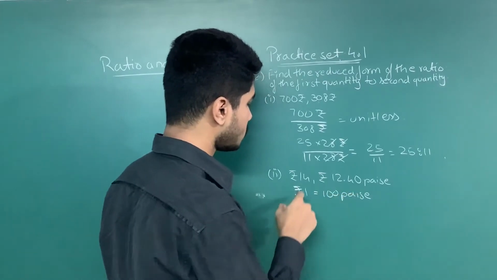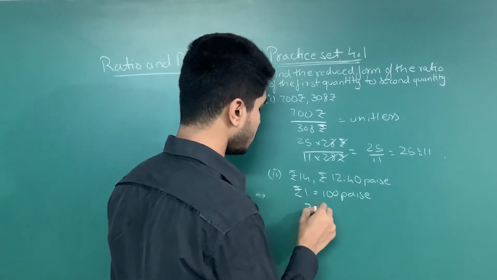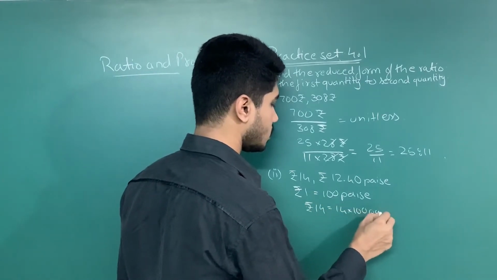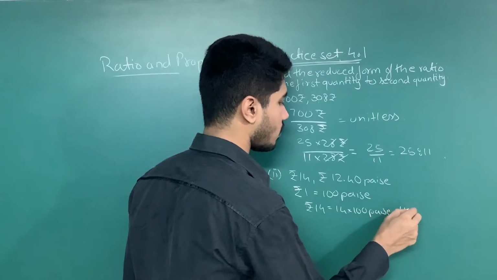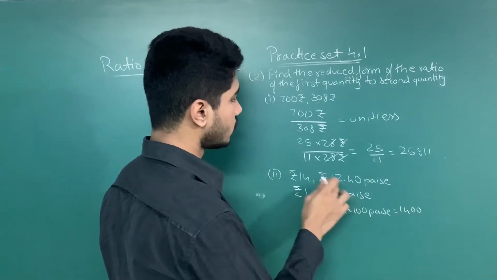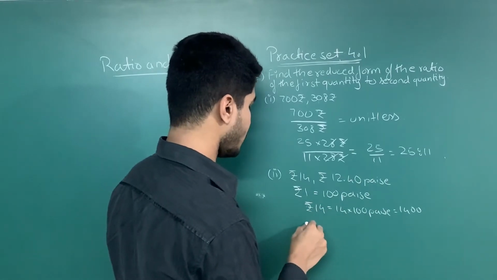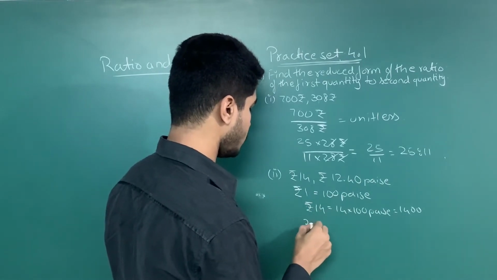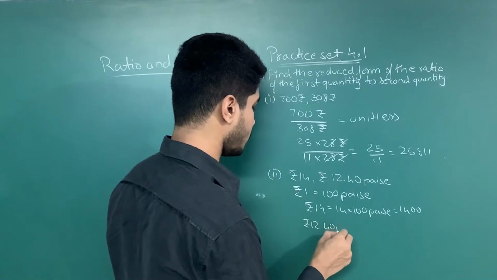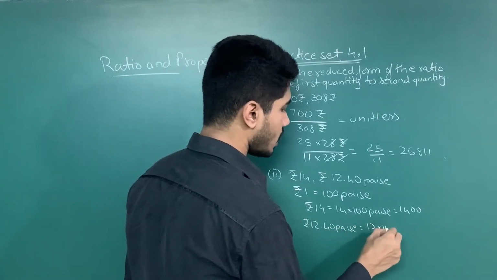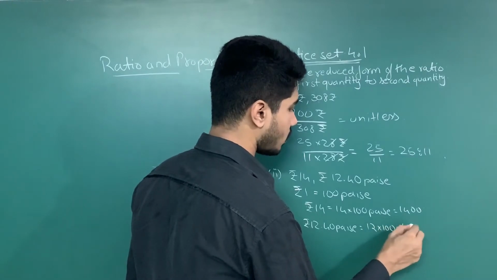So that means you can write 14 rupees as 14 into 100 paise. So you get 1400. And also the 12 rupees has to be converted into paise. So you can write this as, that is rupees 12.40 paise as 12 into 100 plus 40.